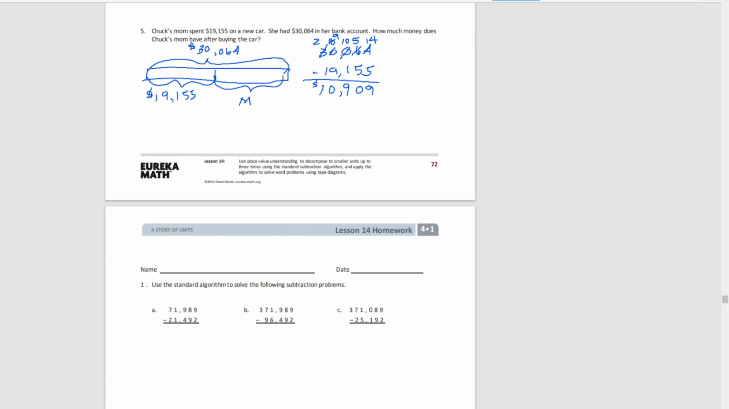So she has $10,909 left, and we're going to check our answer, take our difference, add in what we subtracted out, and we should get back to our total. And we do, they match, so we know that our answer was correctly subtracted. And that concludes lesson 14.